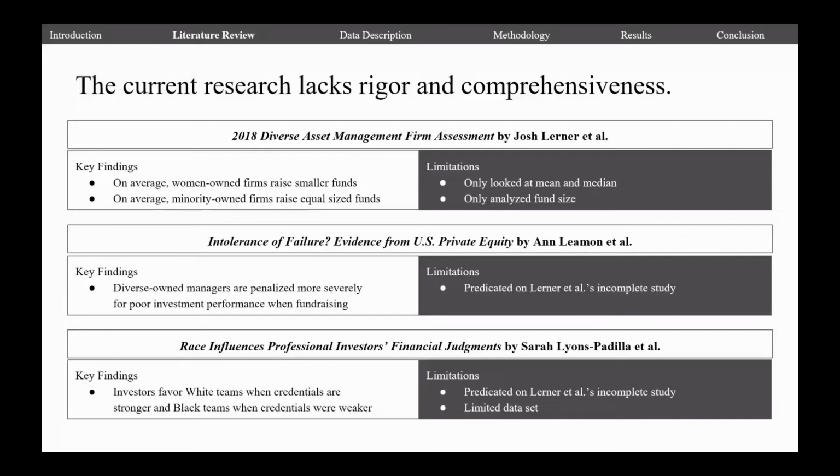Finally, we consider Sarah Lyons-Padilla et al.'s study on racial influence on professional investors' financial judgments. Lyons-Padilla's key finding was that investors favor white teams when credentials are stronger, but black teams when credentials are weaker, suggesting that black teams may face more challenges even as their success increases. However, Lyons-Padilla's key findings were once again predicated on Lerner's assumption that fund size is the only measure of fundraising performance. Furthermore, Lyons-Padilla used a limited data set of only 64 asset allocators.